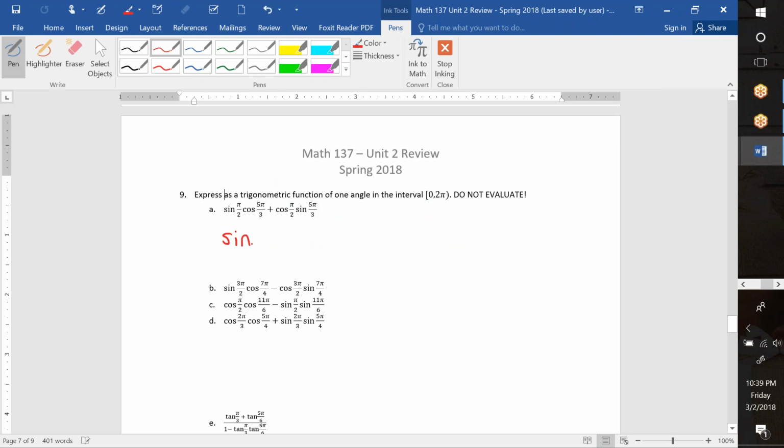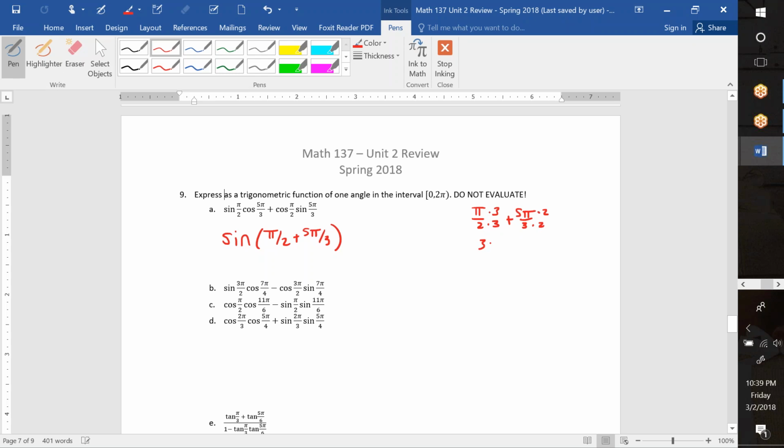So sine of pi over 2 plus 5 pi over 3, and we want to write that as a single angle between 0 to 2 pi. So we need to get a common denominator. So I'm going to multiply the first one by 3 over 3, and the second one by 2 over 2 to get a common denominator of 6.